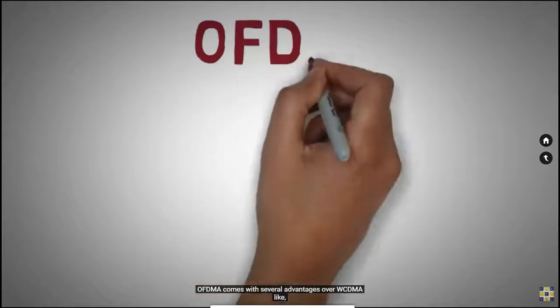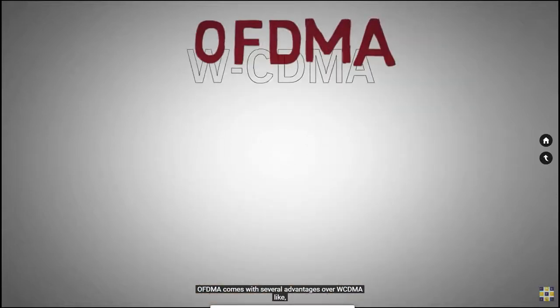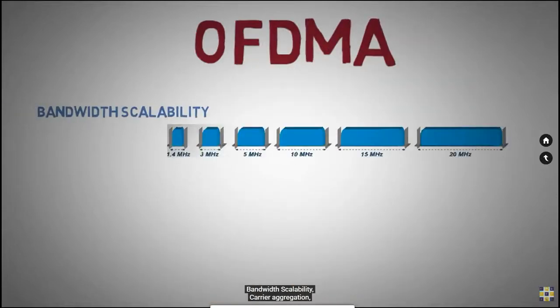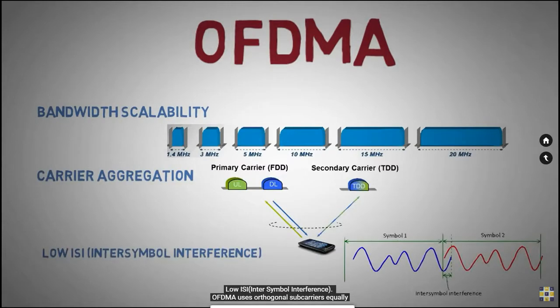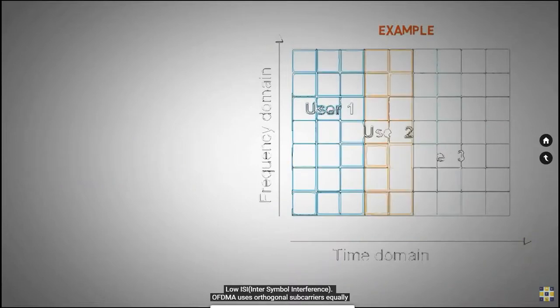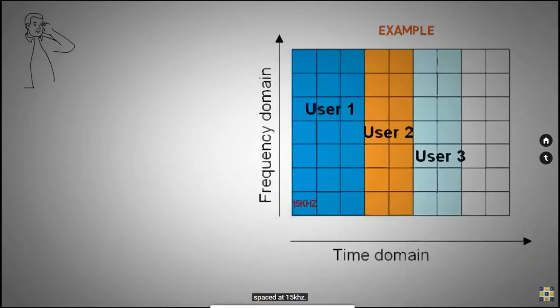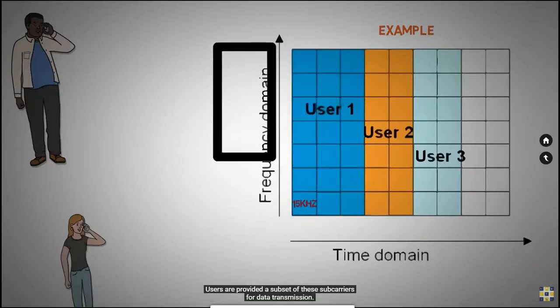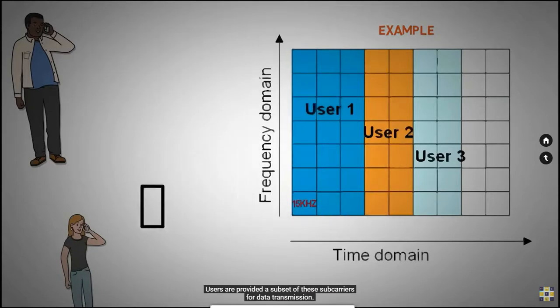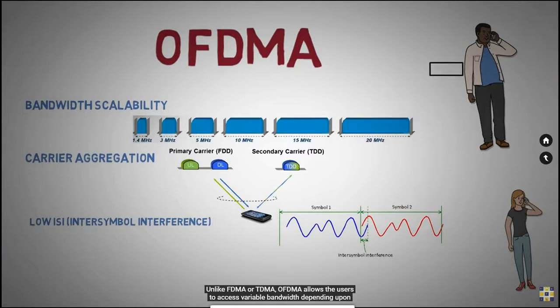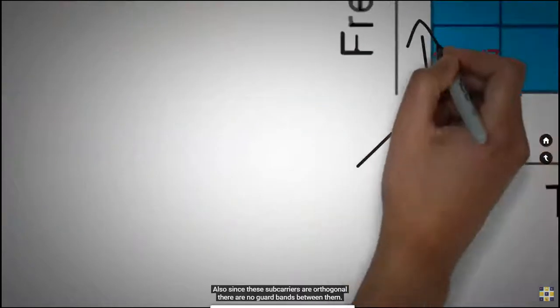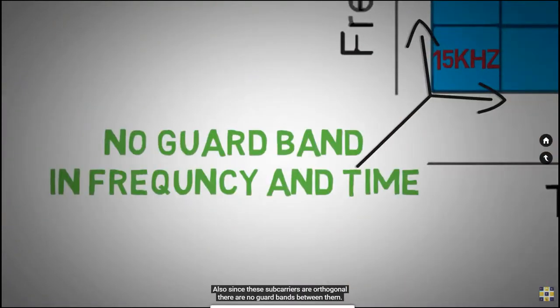OFDMA comes with several advantages over WCDMA like bandwidth scalability, carrier aggregation, and low intersymbol interference. OFDMA uses orthogonal subcarriers equally spaced at 15 kHz. Users are provided a subset of these subcarriers for data transmission. Unlike FDMA or TDMA, OFDMA allows the users to access variable bandwidth depending upon the resource availability. Also, since these subcarriers are orthogonal, there are no guard bands between them.